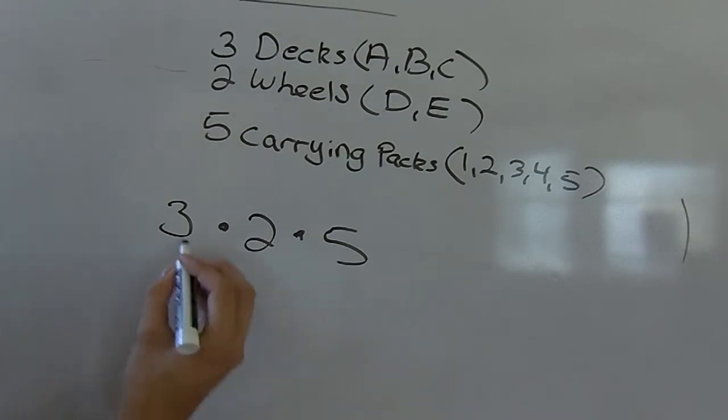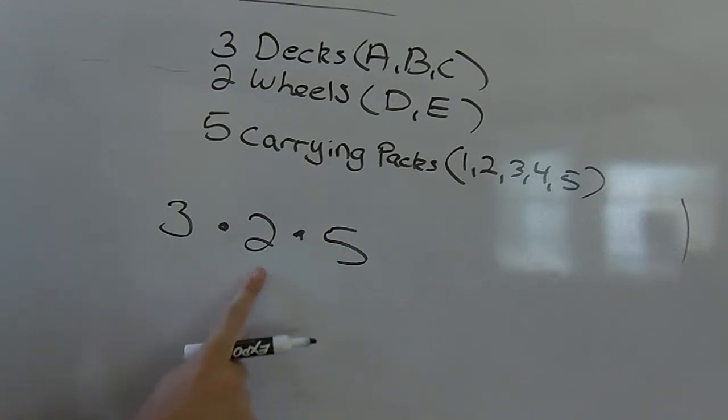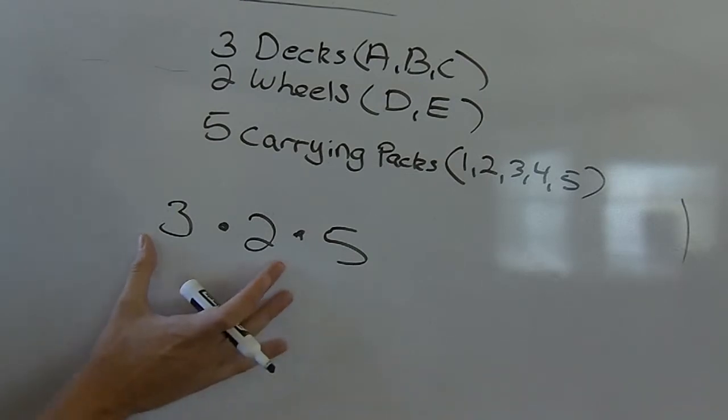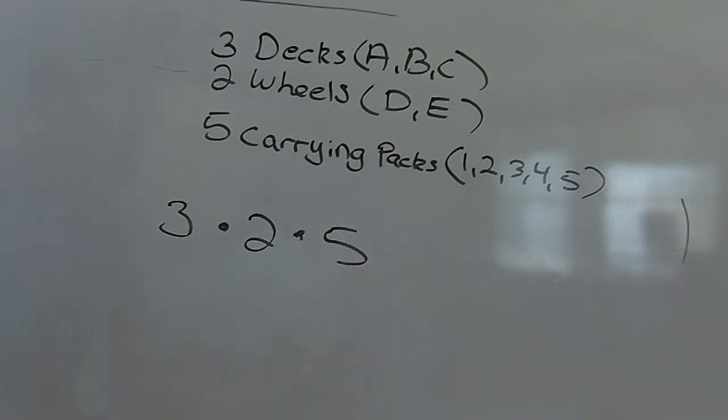It's just repeated addition. The 3 times 2 is going to get you the 6 that we saw before, the 6 outcomes, and then multiply that by the 5 packs. Because each deck can be matched up with 2 wheels for a total of 6 outcomes here, and each of those 6 outcomes can be matched up with any of the 5 packs. So you have 6 different wheel deck combinations that can each be matched up with pack 1, pack 2, pack 3, pack 4, and pack 5. And so that, again, will get you the 30 outcomes.